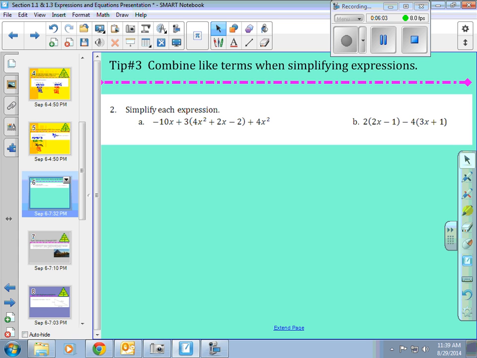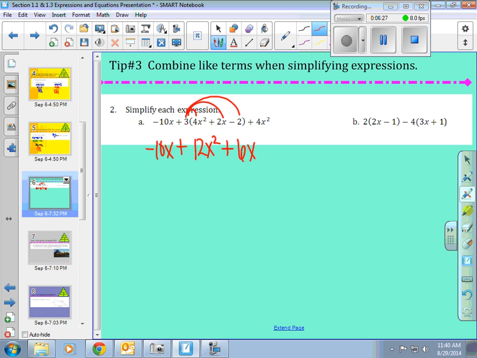So first things first, I look inside my parentheses. If I look, I cannot combine any of them. They are not like terms. So then I move on, and I would distribute this 3 to my parentheses. Okay, so I would have negative 10x plus, well, 3 times 4 is 12, so I have 12x squared, plus 3 times 2 is 6x, and 3 times negative 2 will give us negative 6. And then I would go ahead and add that 4x squared.